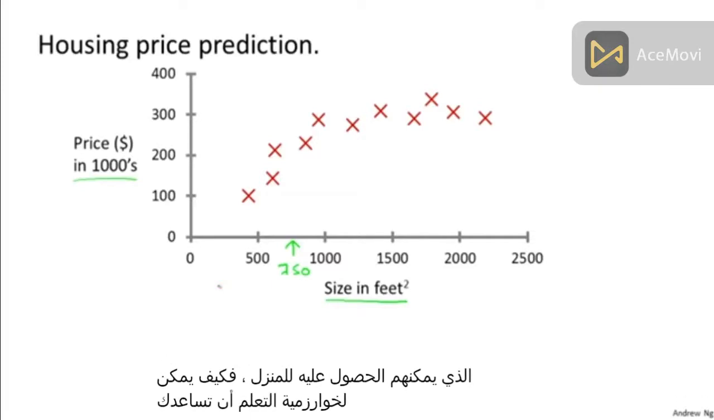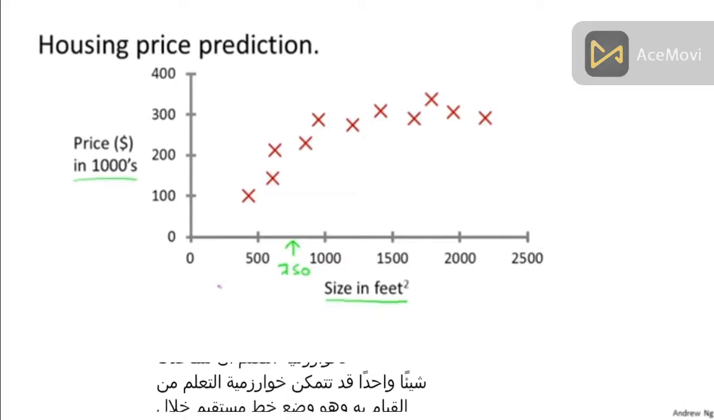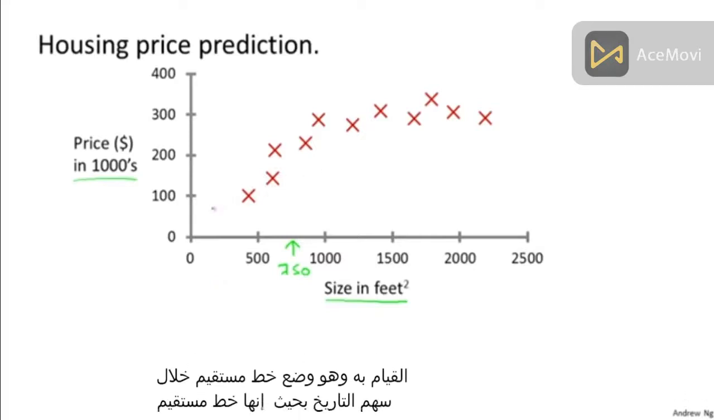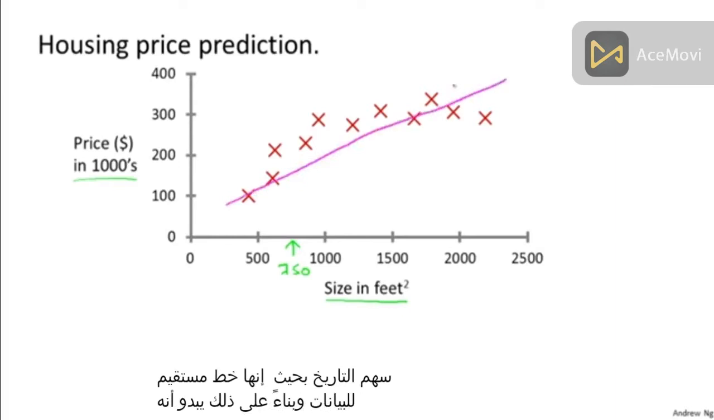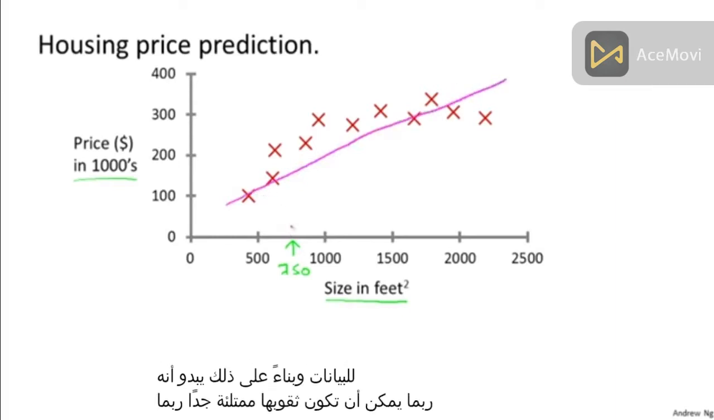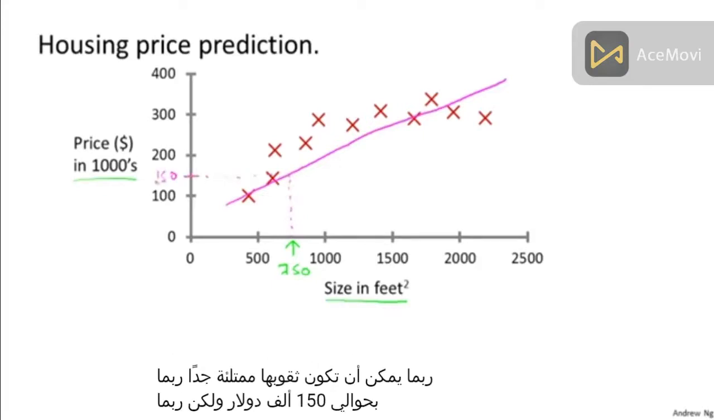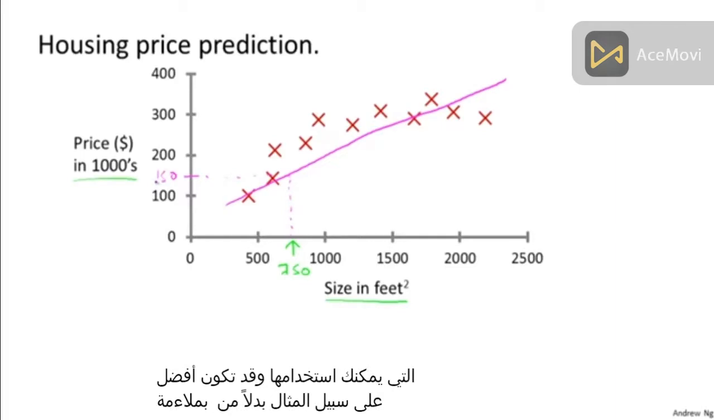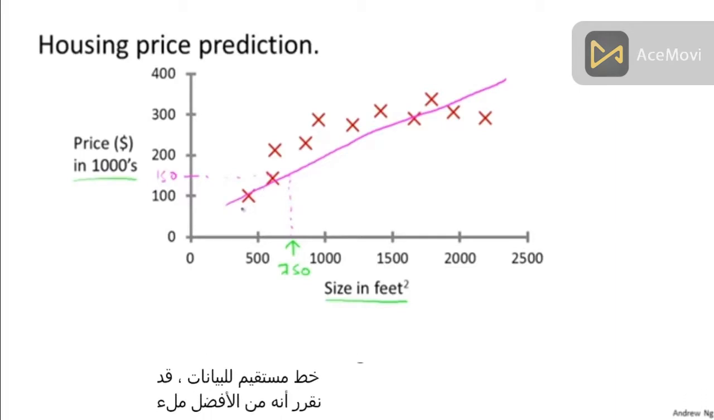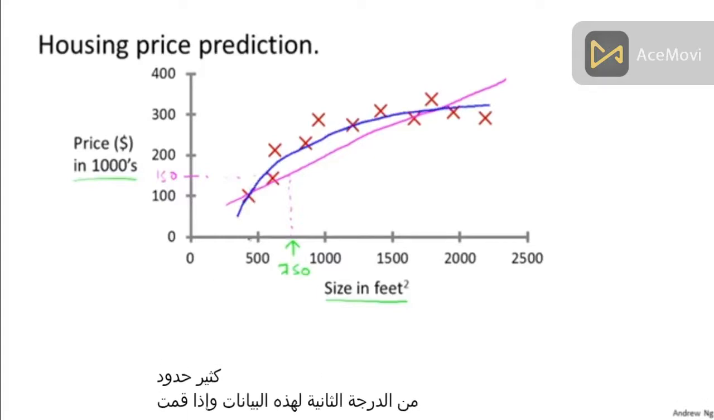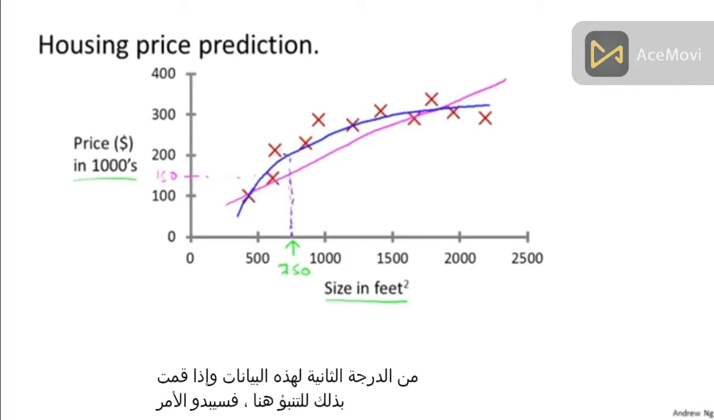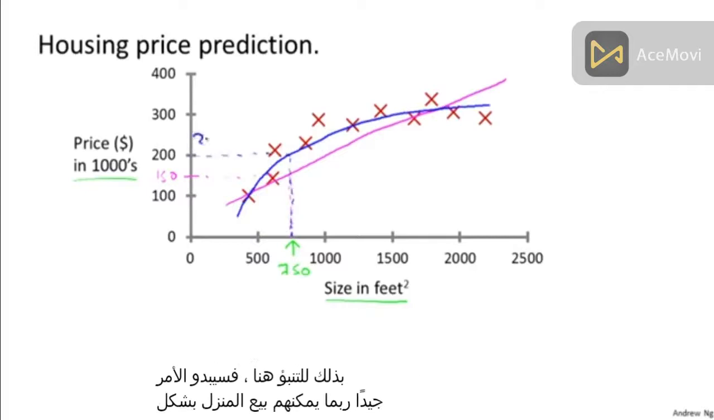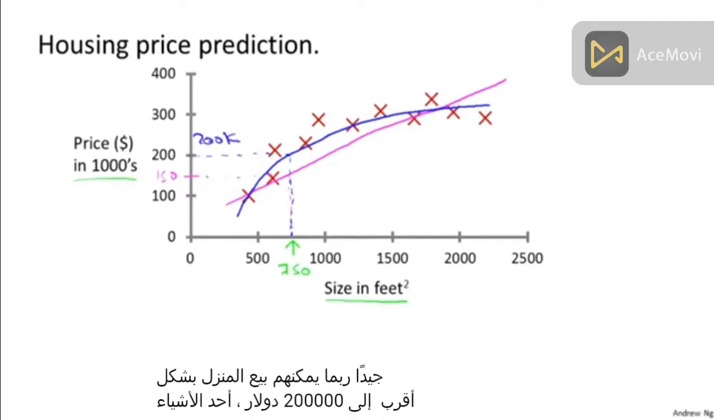So how can a learning algorithm help you? One thing a learning algorithm might be able to do is fit a straight line to the data, and based on that, it looks like maybe their house can be sold for about $150,000. But maybe this isn't the only learning algorithm you can use, and there might be a better one. For example, instead of fitting a straight line to the data, we might decide that it's better to fit a quadratic function or a second-order polynomial to this data. And if you do that and make a prediction here, then it looks like maybe they can sell the house for closer to $200,000.